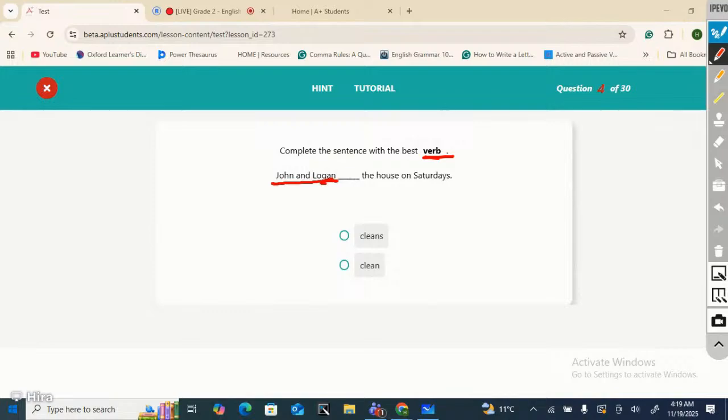Is it cleans or clean? I've got two answers. FJ, your answer is correct. Clean. Clean is a plural verb. And the sentence needs a plural verb because the subject is plural. So if the subject is plural, use a plural verb. John and Logan, name of two persons, plural subject. Use a plural verb, clean, because a plural verb does not end in s.